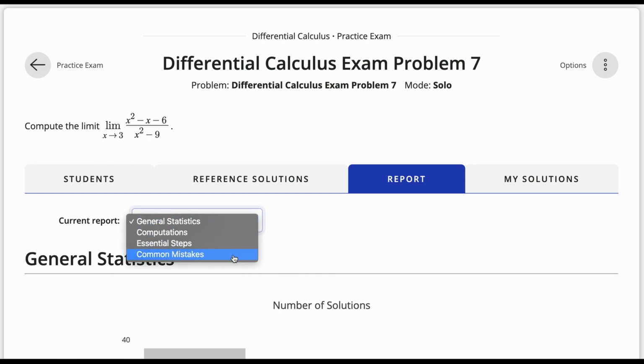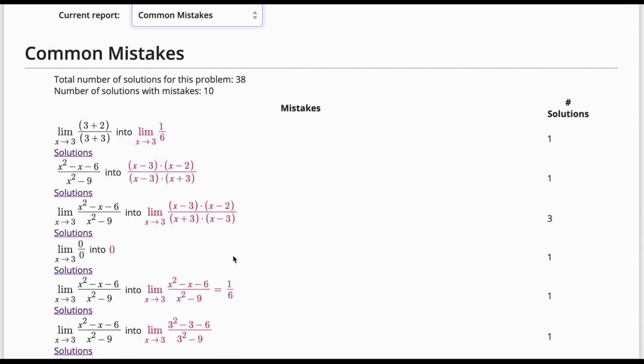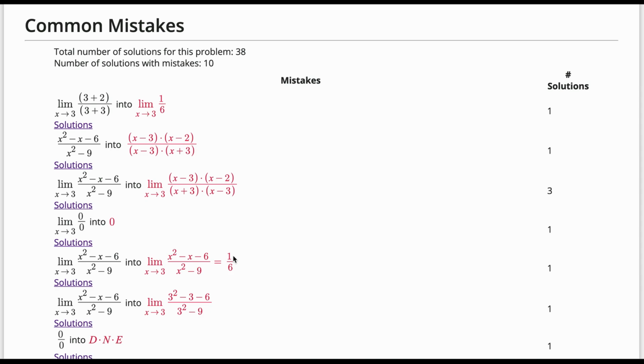If we click on common mistakes, for instance, then we're taken to a page where Gradarius enumerates the precise mistakes that students made in the course of solving this problem, together with the frequency with which those mistakes occur. This first mistake in the list, for instance, is a simple arithmetic error. This third mistake is one that was made by 3 different students.